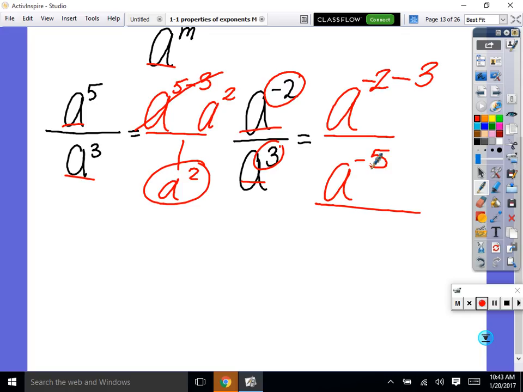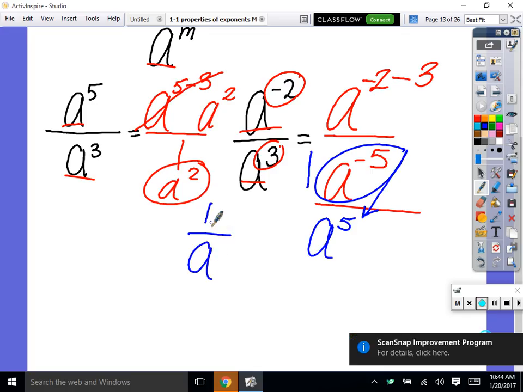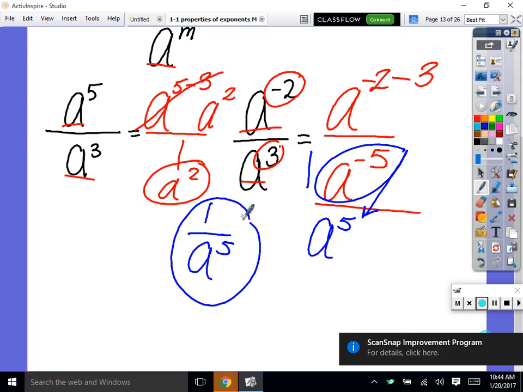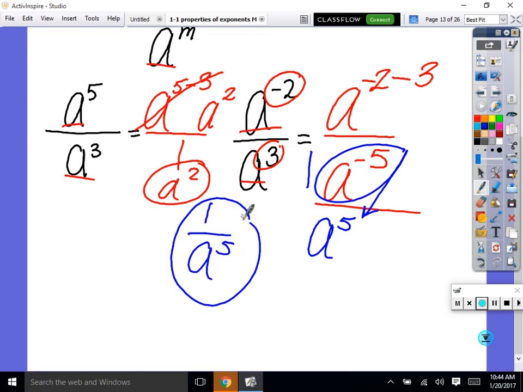Now, is my final answer an acceptable final answer? No. So we do our last step, which is to take the base and flip it over the fraction, and now we have a 1 left on top, and a to the positive 5 on the bottom. So this would be our acceptable final answer. It's not hard. If you think of it this way, other teachers teach it differently, but this is always easy.